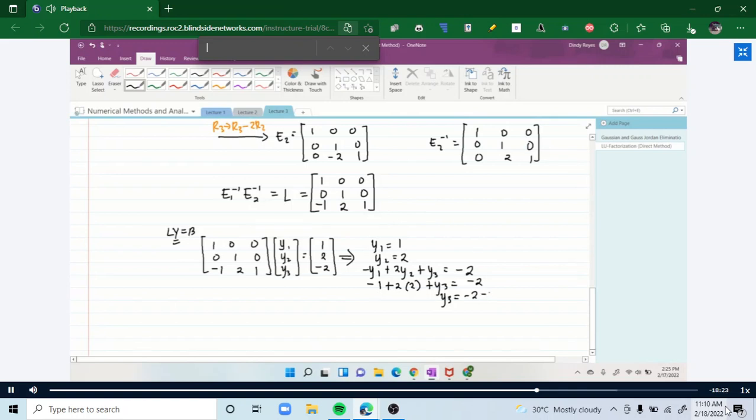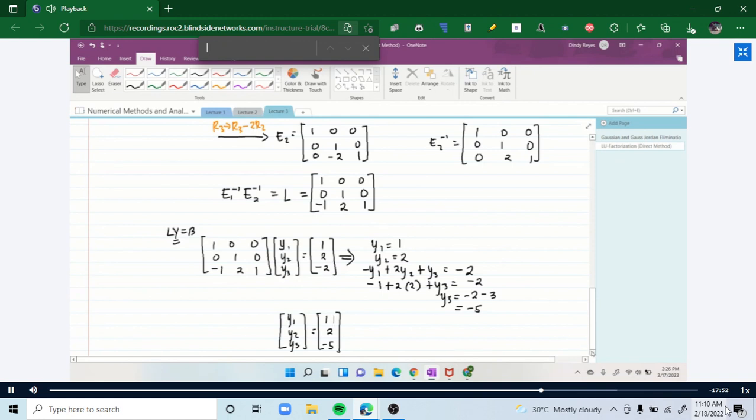So Y sub 3 is negative 2. Ito ay 3 na lang, ano? Minus 3 equals negative 5. Okay? So we now have yung Y natin, Y sub 1, Y sub 2, Y sub 3, equals, so Y sub 1 is 1, Y sub 2 is 2, Y sub 3 is negative 5.